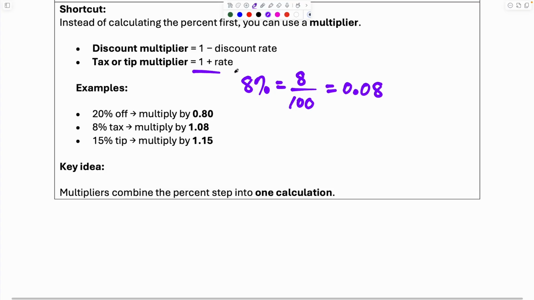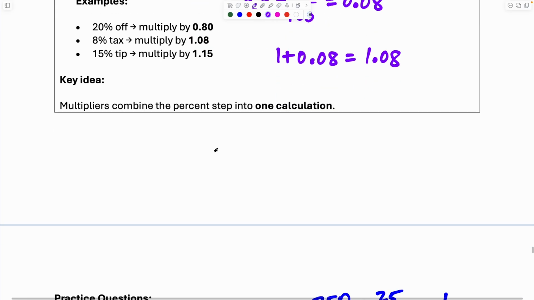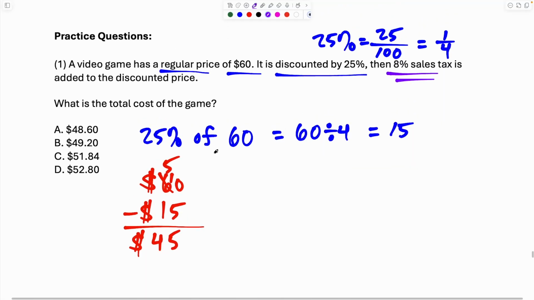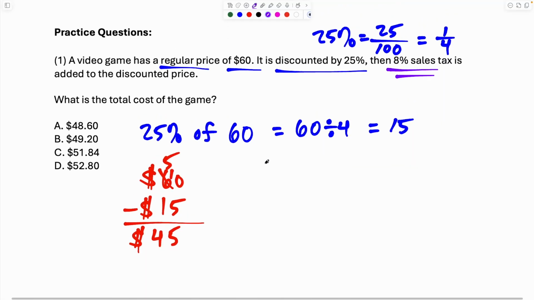So when we do 1 plus the rate, 1 plus 0.08 gives us 1.08. So that's where this shortcut is coming from, of multiply by 1.08. So we could use that back over here, and we're just going to take the $45 now. So we take $45 and we multiply this by 1.08.